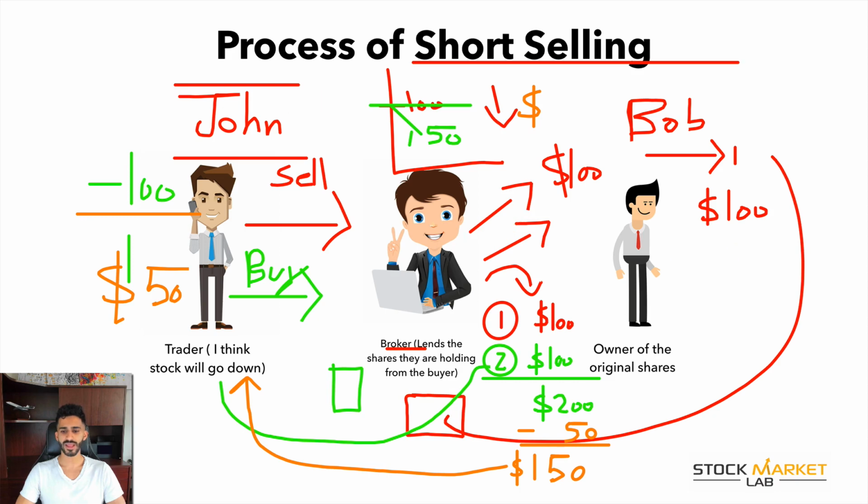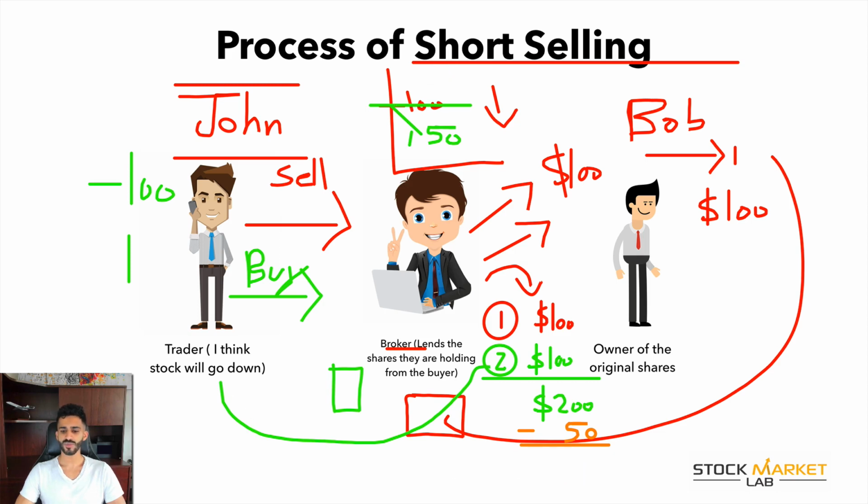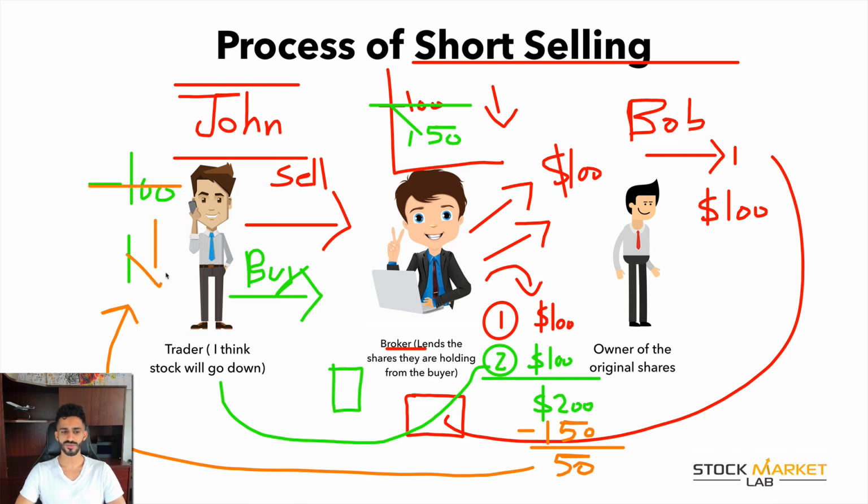Now, let's say the share didn't go to 50. Let's say the share went to 150. If it went to 150, same concept. At this point, the broker does the same thing. It uses the $200, minuses 150, the broker gets their share back, and how much is left over? $50. John gets his $50 back, only he doesn't get 100 back because he now lost money.